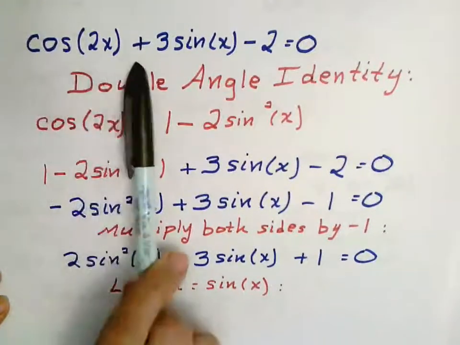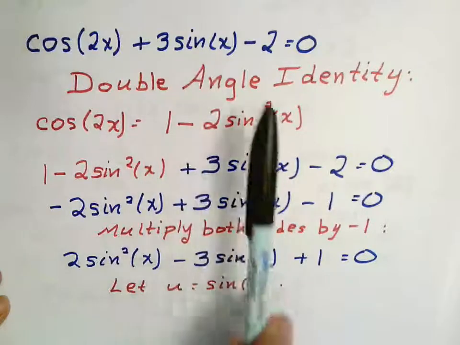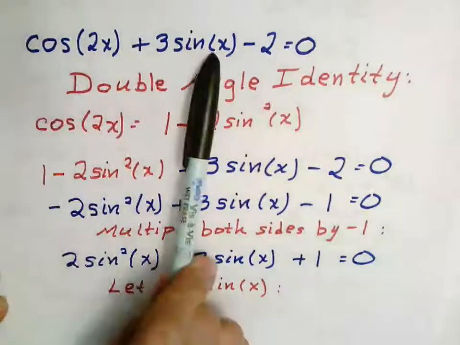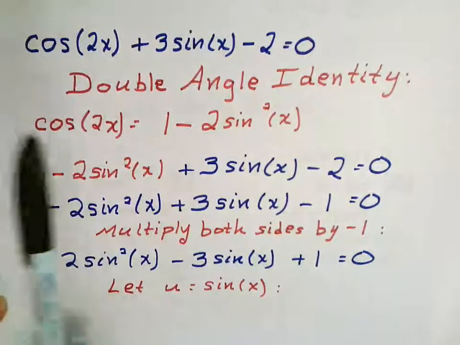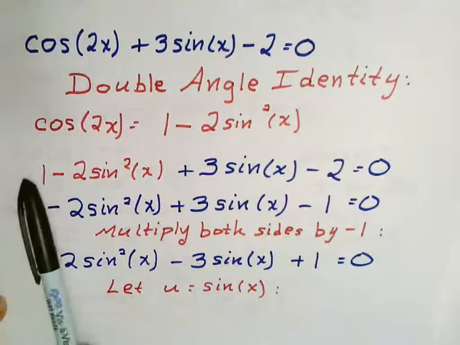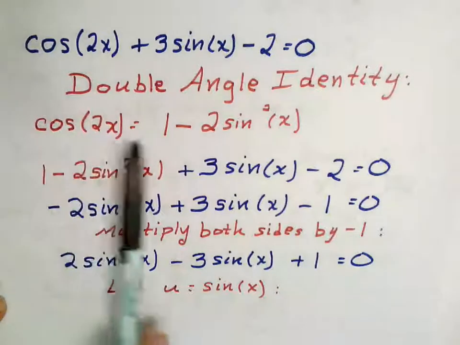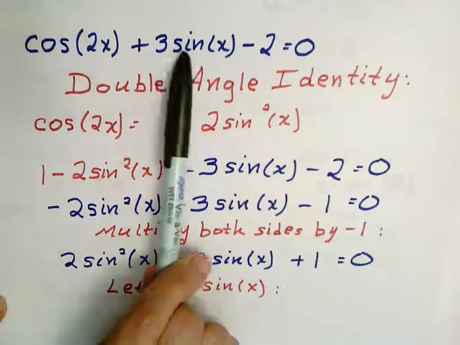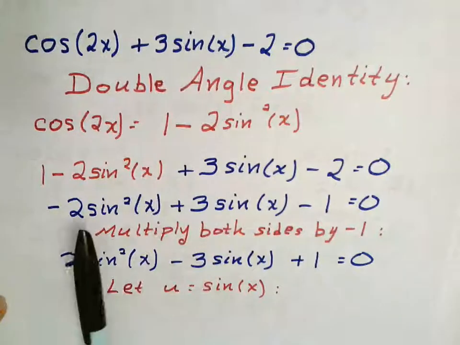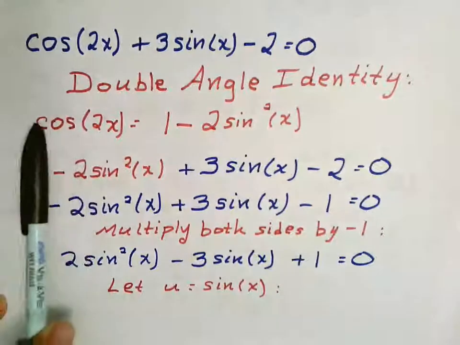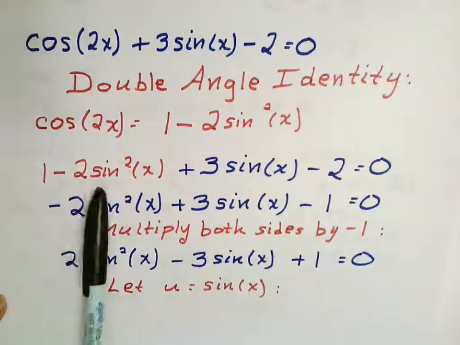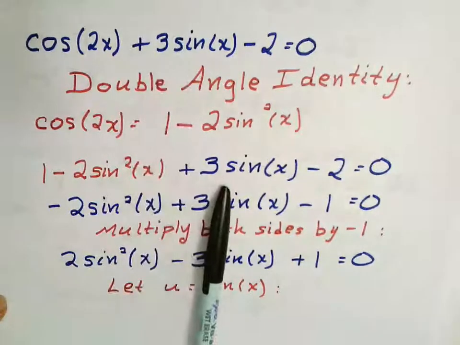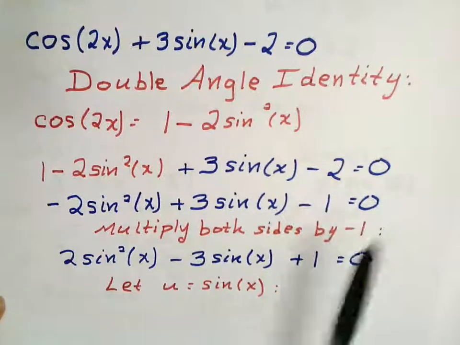Cosine of 2x plus 3 sine of x minus 2 equals 0. Again, notice that we have two trig functions here. So this is a double angle. One of the definitions for the double angle for cosine of 2x is 1 minus 2 sine squared of x. I chose that one because you see this is in terms of sine of x. I do my substitution for cosine of 2x, which will be 1 minus 2 sine squared of x. Bring down the plus 3 sine of x, bring down the minus 2 equals 0.